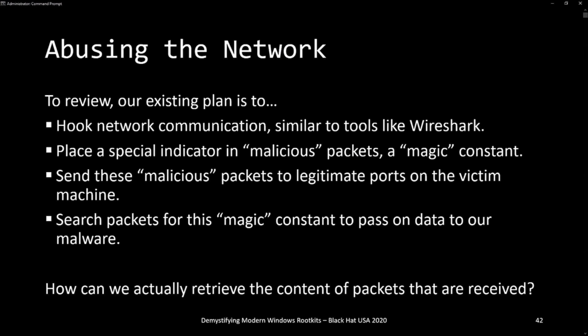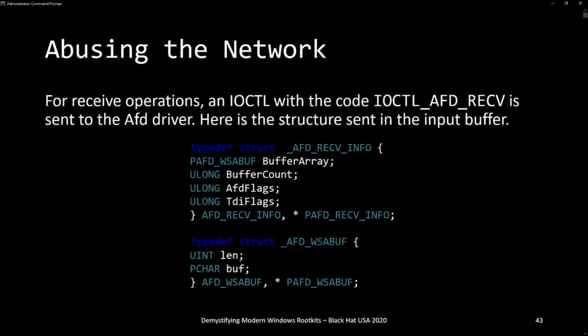But how can we actually retrieve the content of packets that are received? Just because we intercept AFD communication doesn't mean we have immediate access to those buffers. So for receive operations, an IOCTL code, IOCTL_AFD_RECV, is sent to the AFD driver. Here are the structures that are sent to the input buffer. Now the AFD_RECV_INFO structure is the one that's actually sent, and it has some flags and an array of buffers. This array of buffers is what actually contains the content of the data that was received.